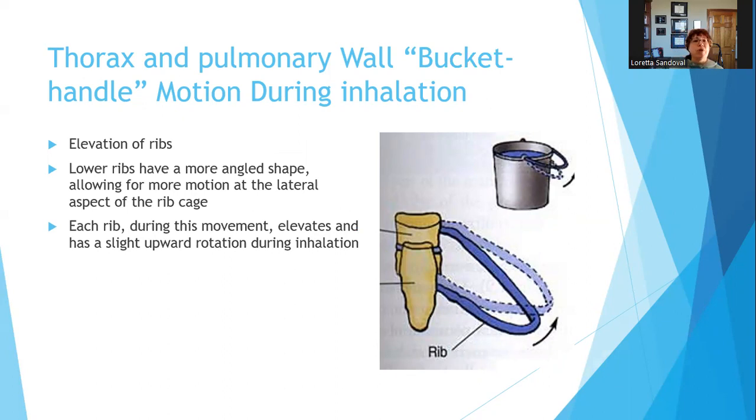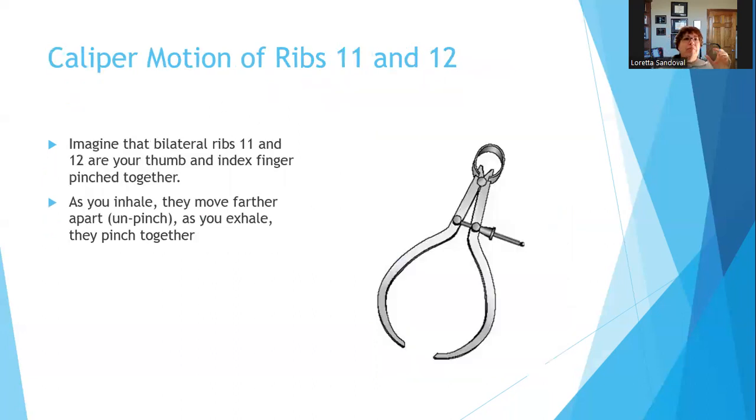The lower ribs have a more angled shape, allowing for more motion at the lateral aspect of the rib cage. And we'll palpate this on each other in lab. Each rib elevates and has a slight upward rotation during inhalation, during this bucket handle motion. The caliper motion, it's like the little tips of a caliper pinching together.